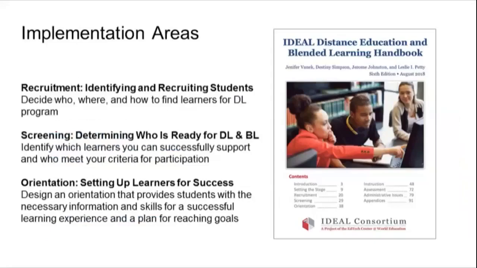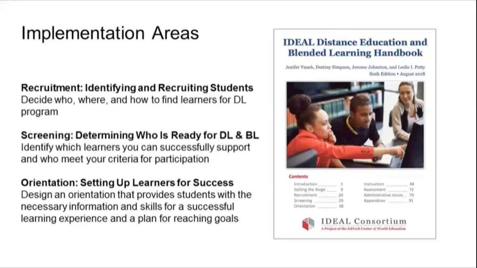So this is a screenshot of the IDEAL Distance Education and Blended Learning Handbook. I go into much more detail on the components of effective blended and distance learning in the handbook. I highlight them in the blog post, and I'm going to touch on them here too. But essentially, we're talking about 3 areas of implementation for distance and blended learning, starting at the very beginning with recruitment of learners. So you have to decide who, where, and how to find the right learners for a distance learning program.